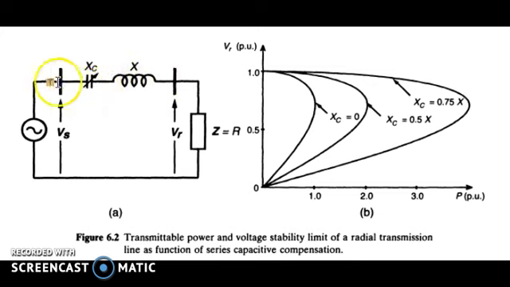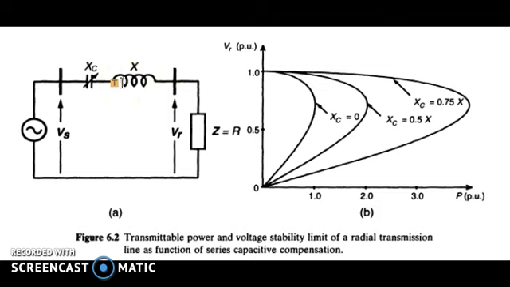By considering this kind of compensation system, figure A shows a single line diagram, or a circuit representation, of a transmission line, where X represents the transmission reactance and Xc is our compensating capacitor, which compensates the effects of X, and the value of Xc is variable such that the extent of the compensation can be controlled.